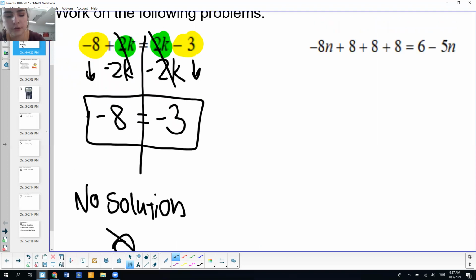On the second one, I'm going to look at my equation. It says -8n plus 8 plus 8 plus 8 equals 6 minus 5n. So I'm going to highlight my variable terms, and then I'm going to highlight my constant terms in green. So I've got 8, 8, 8, and 6. I'm going to draw my line down the middle.